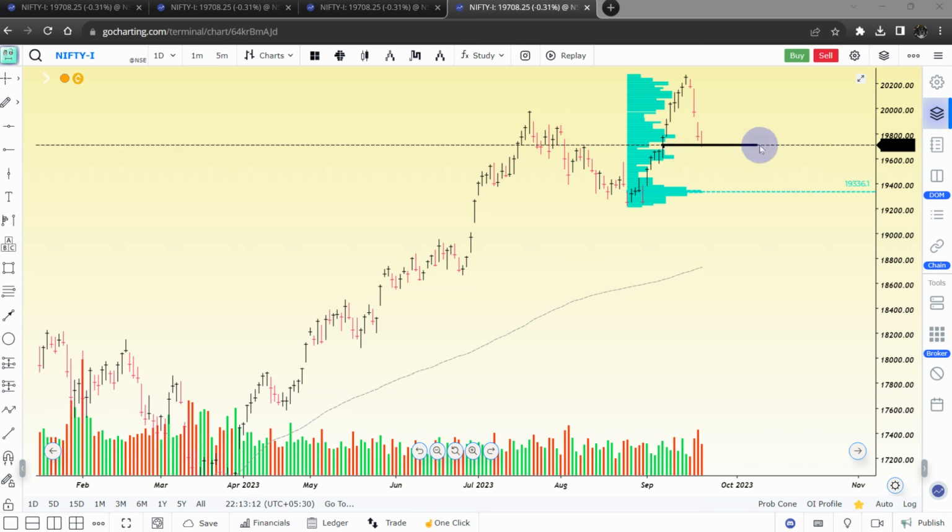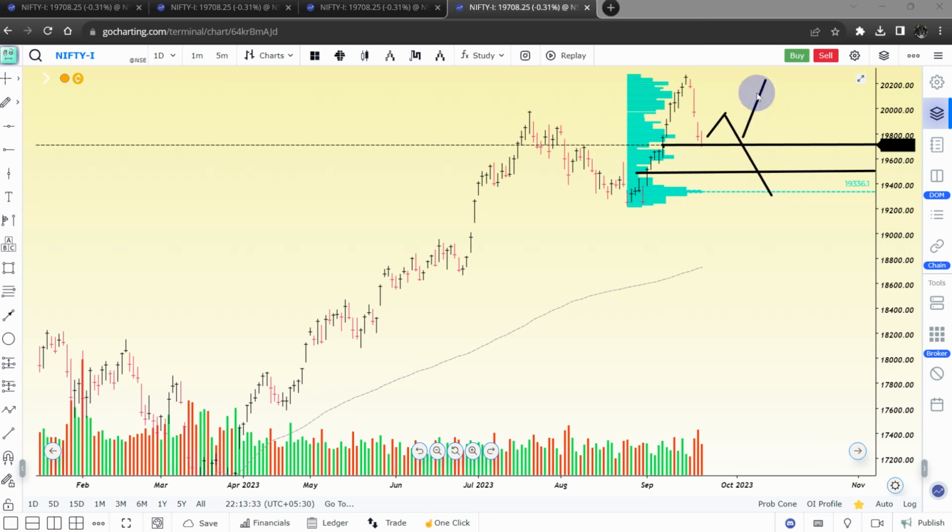You can see this is one point where the market closed the last time. This is the low volume node. The next one is somewhere here. These are levels which will act as a sort of bounce or pullback. Whether the pullback continues something like this, or goes down like this, or goes back up, we don't know.